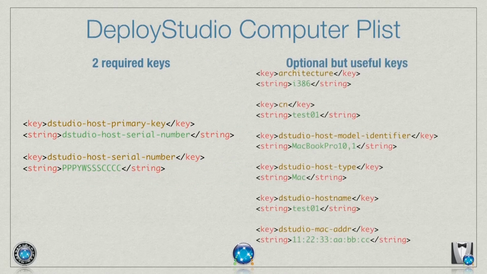There are optional but extremely useful keys, which I'll show in a minute here. Again, the architecture type, the computer name, the identifier of the computer, the host type, again being a Mac, not a PC, the host name, which is slightly different than the computer name, and then of course the MAC address.